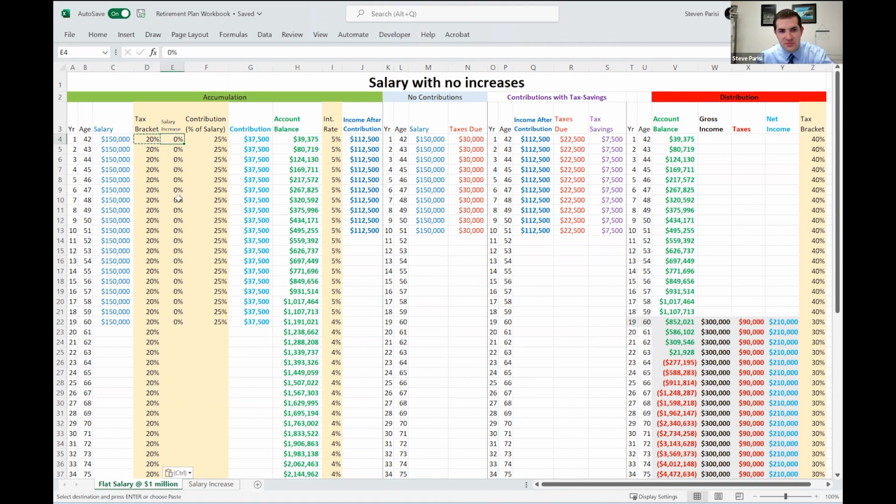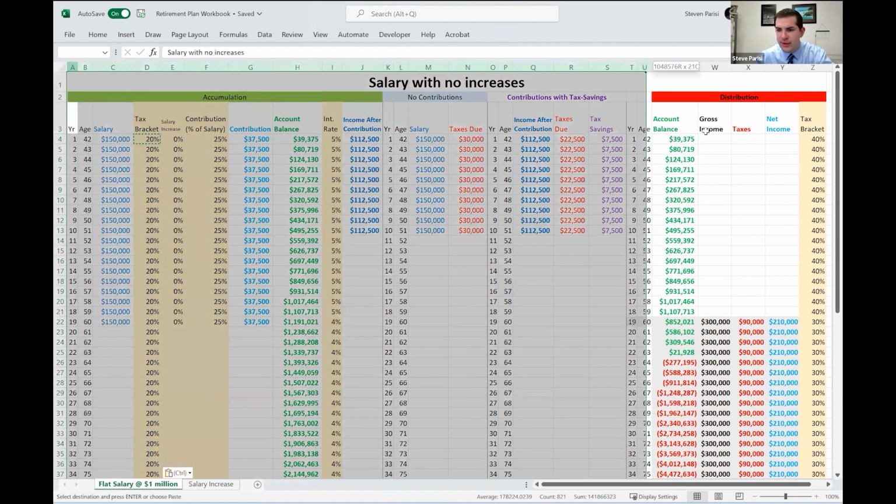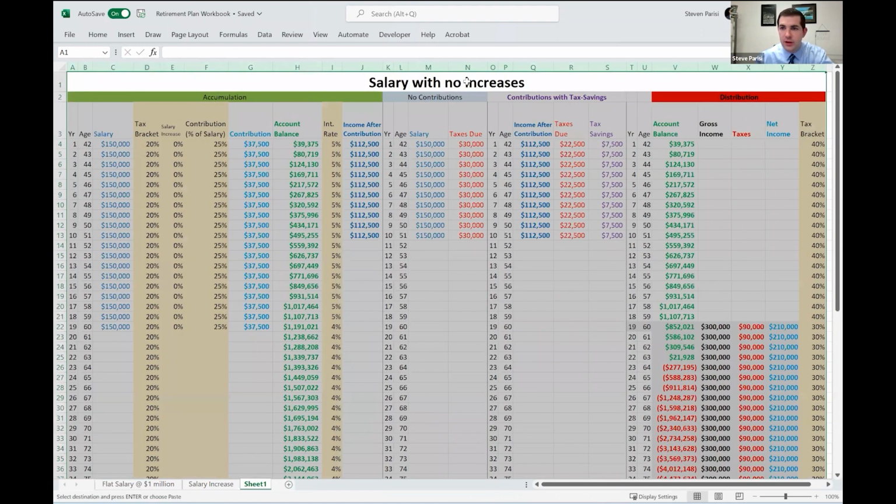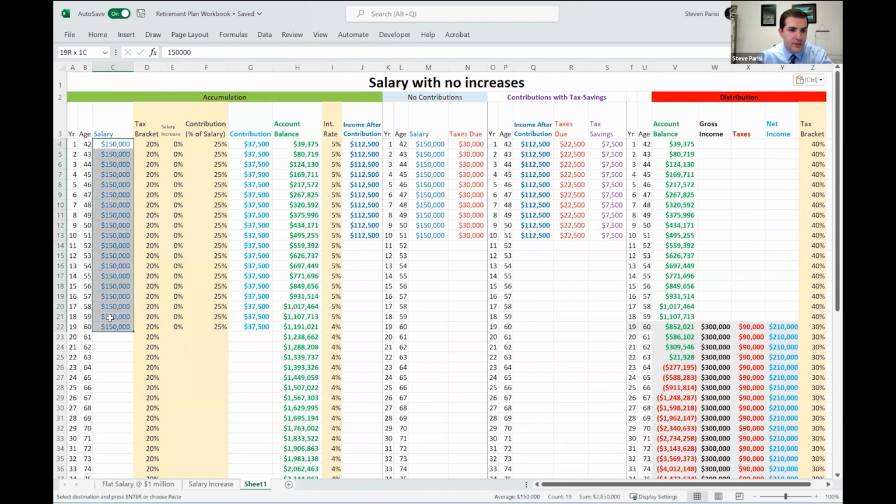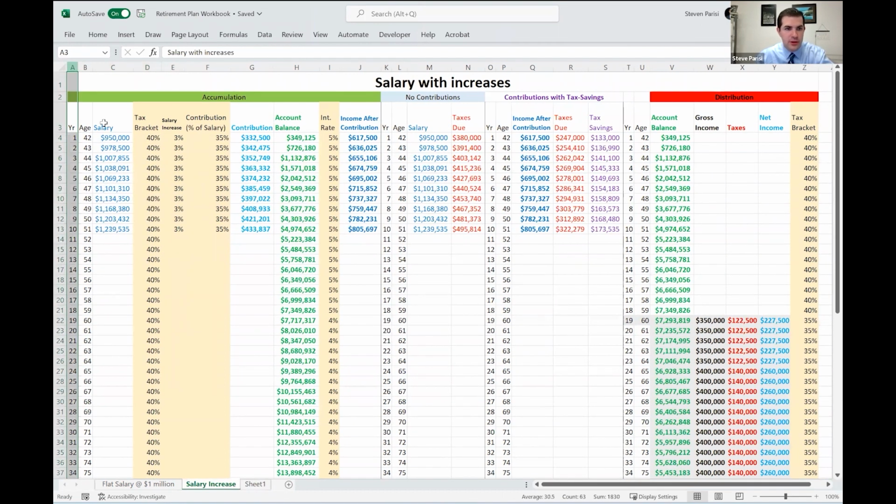Salary increase, they'll probably get one. So we can change this if we want. Let me do this. I don't want to mess this tab up for everyone. There we go. So 150, 20% tax bracket. Let's do a 3% salary increase. Actually, I've got to do this on the other option, the salary increase tab. Let me just do it here.